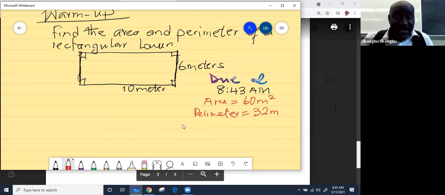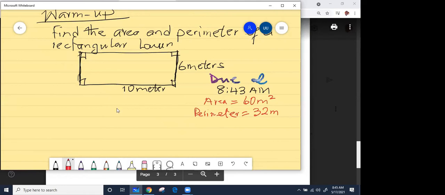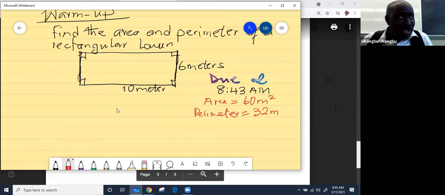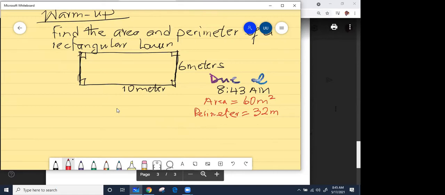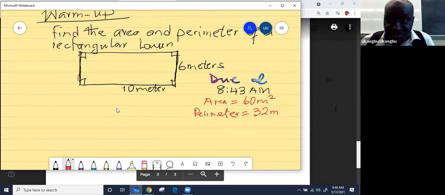Now let's find out how these numbers came about. I'm going to go with Joshua first. How did you get your area? I did 10 times 6. Why 10 times 6? Because those are the two sides you have to multiply to get the area of the whole rectangle. So which means what formula did you use, if I may rephrase?